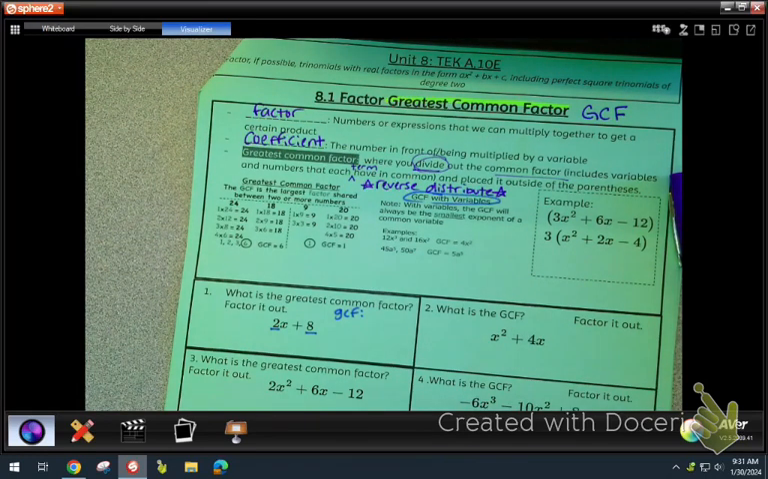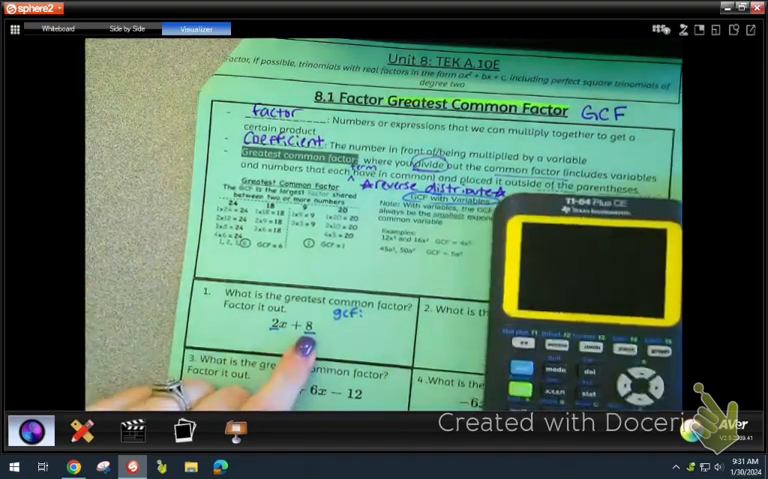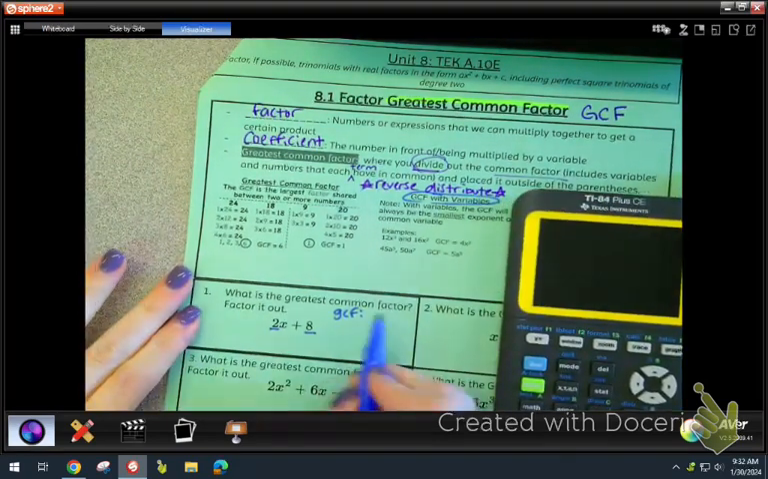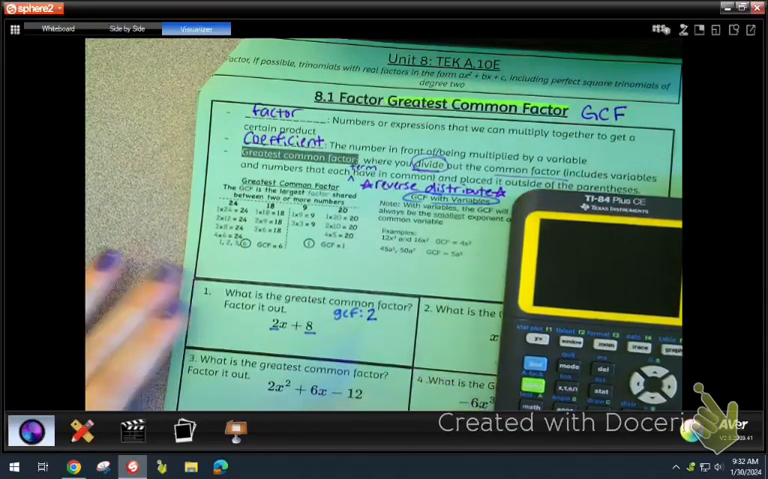With the smallest number. So our smallest number between those y'all just said was 2, right? Yeah. Is 2 divisible by 2? Yes. Is 8 divisible by 2? Yes. So then our GCF is the number 2.